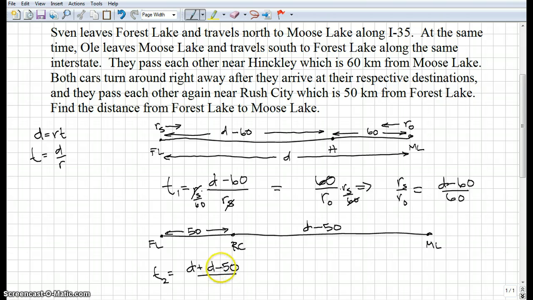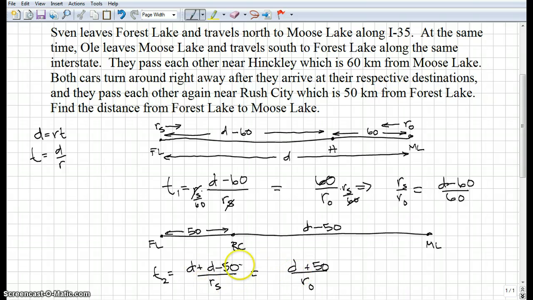Alright, if we take the distance he's traveled and divide it by Sven's rate, that'll give you the time that they meet. We can do the same thing with the distance that Ole has traveled. He has traveled D, he's coming from Moose Lake. He's traveled the whole distance plus the 50 kilometers back to Rush City. Okay, so he's turned around and now he's back at Rush City. So he has gone D plus 50, okay, and his rate is RO. We don't know what it is. We're just going to use that.